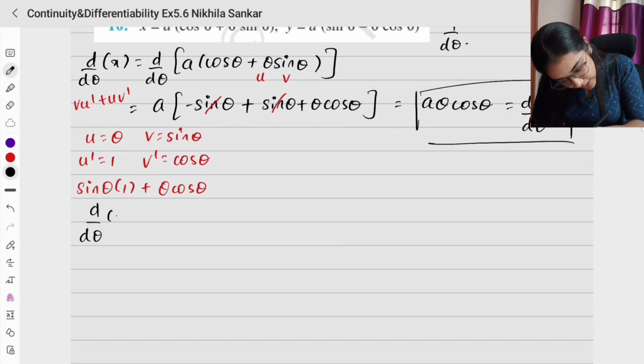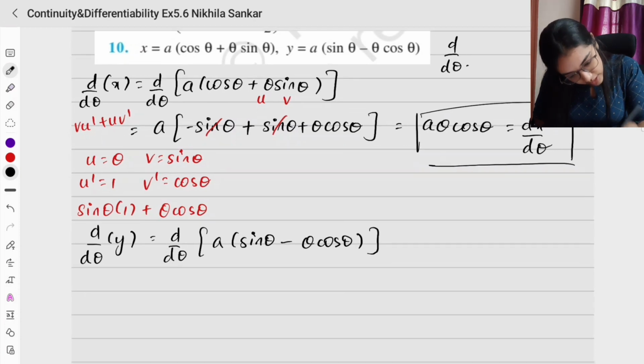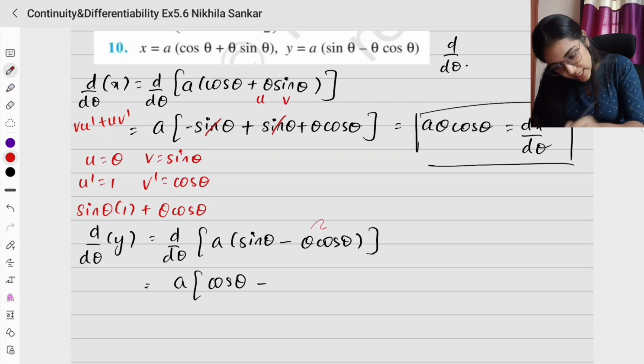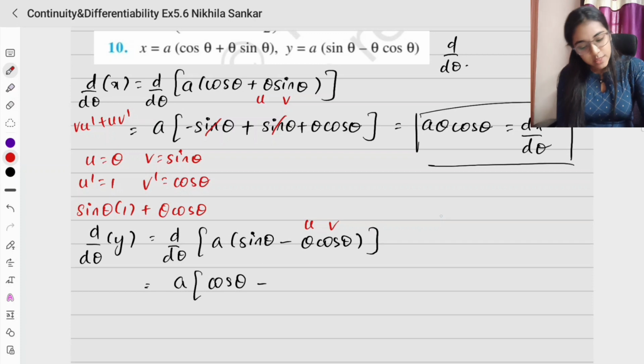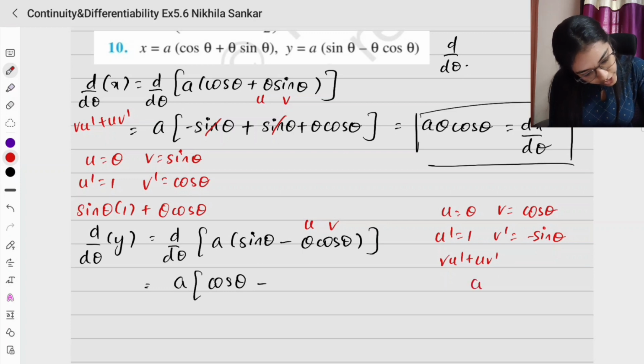So I have d by d theta of y equals d by d theta of a times sin theta minus theta cos theta. Now again I can take the a outside. Sin theta derivative is going to be cos theta minus, I again have uv. So this is my u, this is my v. So I'll have u equals theta, v equals cos theta, u dash is 1, v dash is minus sin theta. Again vu dash plus uv dash. So this is going to give me vu dash, cos theta into 1 plus uv dash, so it is minus theta sin theta.